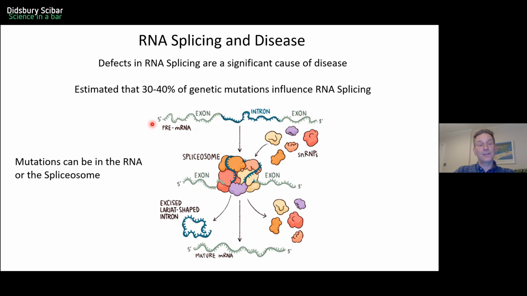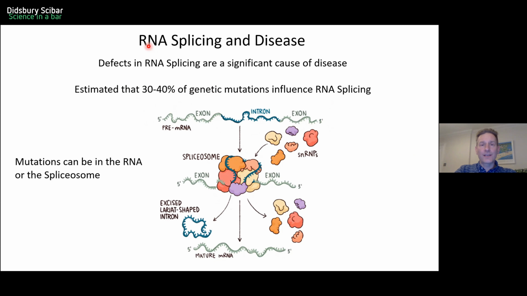So you can get mutations that are in the RNA, but you can also get mutations in the spliceosome that affect the function of the spliceosome. So there are two ways, and that's why there's such a high percentage of mutations that can influence splicing. You can have mutations in the so-called substrate that the spliceosome has to come in and splice, but you can also have mutations in the machinery that carries out splicing. Those mutations can affect how efficiently or how accurately the spliceosome removes these introns from the messenger RNA.